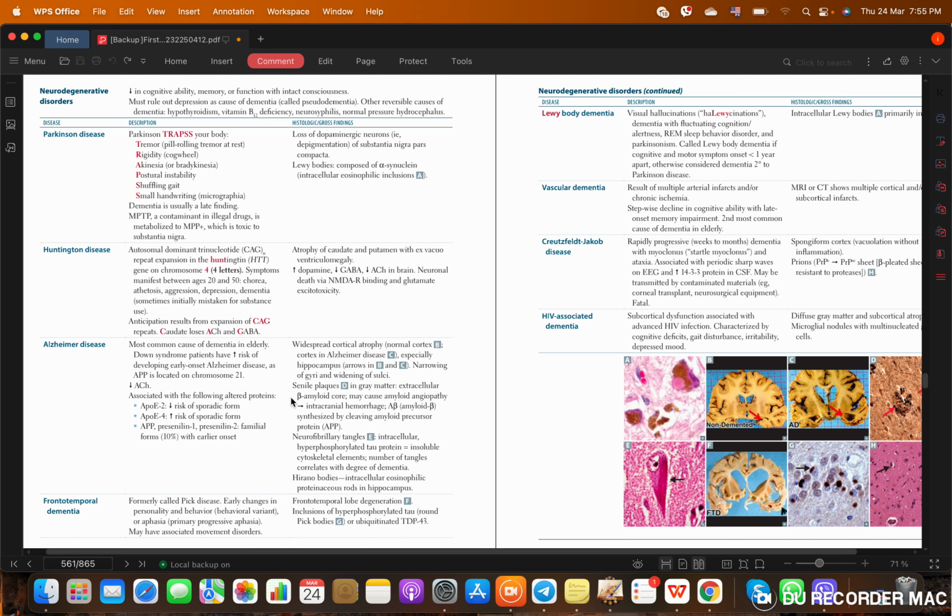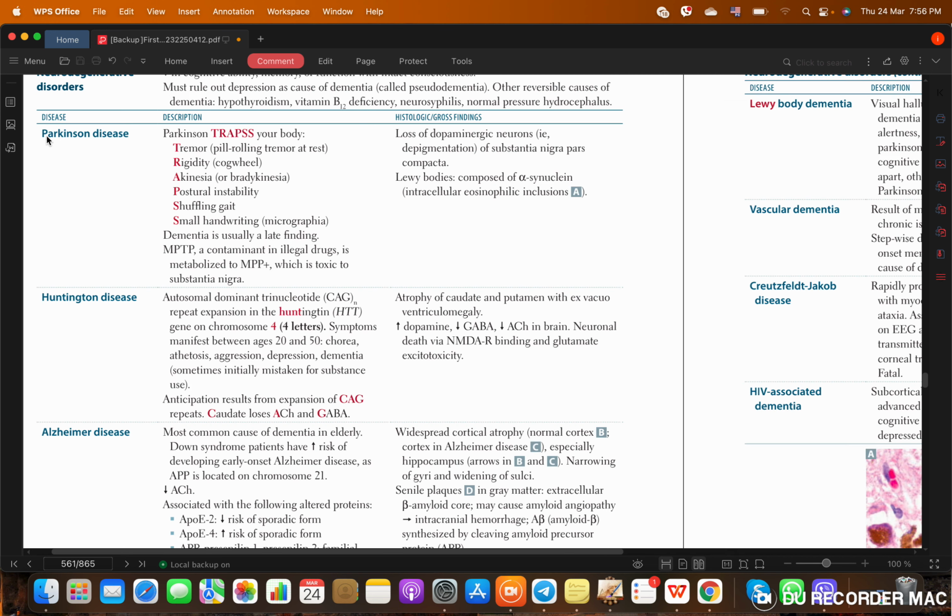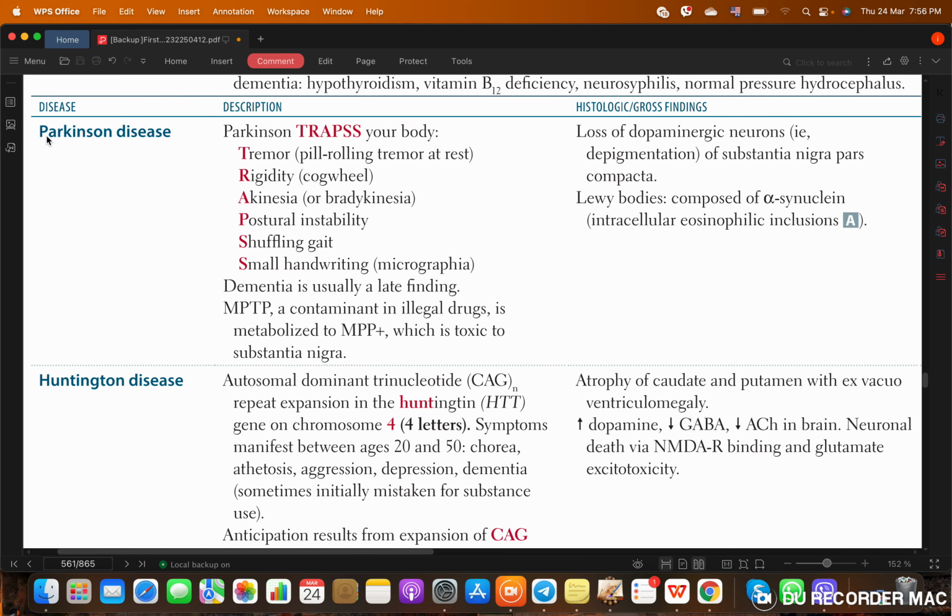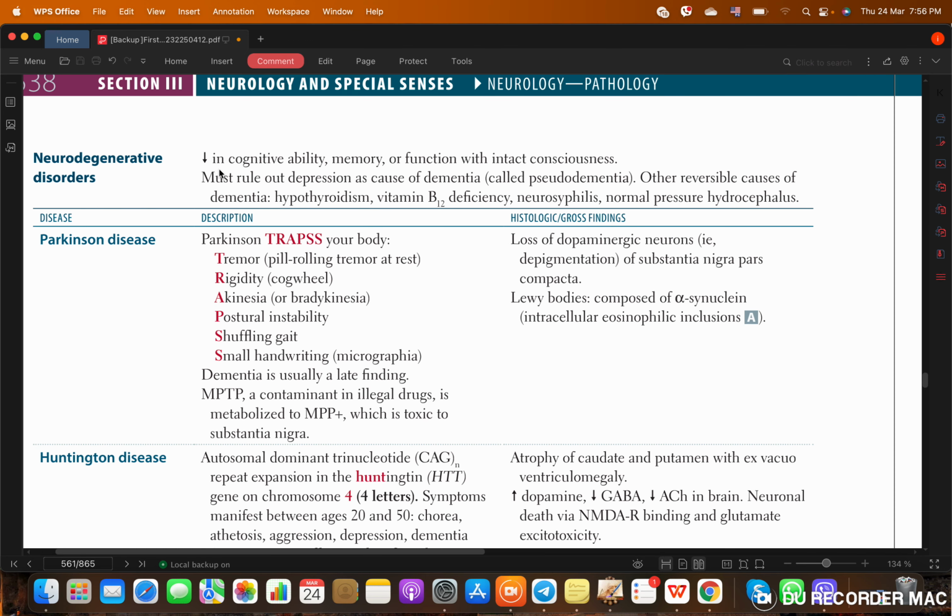The problematic thing about them is not how to know why the symptoms occur and all of that. No. The problematic thing about neurodegenerative disease is that you need to differentiate them from each other, okay? So, decrease in cognitive ability, memory, and function with intact consciousness. This patient will be conscious, but they will have some problems. And it's progressive. All of these are progressive, guys. Progressive means that it gets worse.